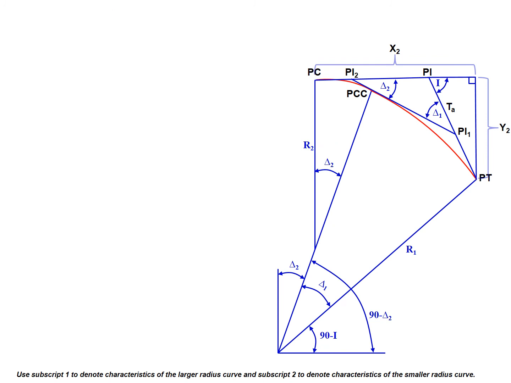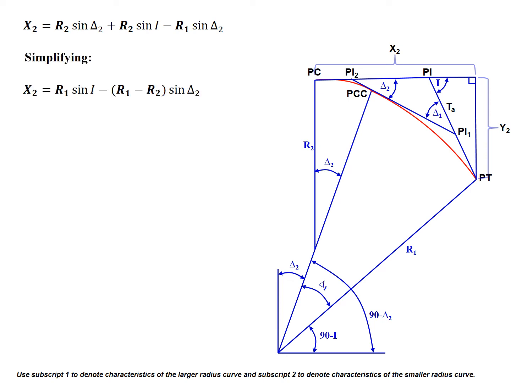Now looking at the situation when we have the smaller radius curve first, we're going to solve this similarly, and we're looking for, ultimately, after we solve this, the T sub a. So that's the tangent going from the PI to the PT. So x2 equals R2 times the sine of delta 2 plus R2 times sine of I minus R1 times the sine of delta 2. Simplifying that to x2 equals R1 times the sine of I minus (R1 minus R2) times the sine of delta 2.